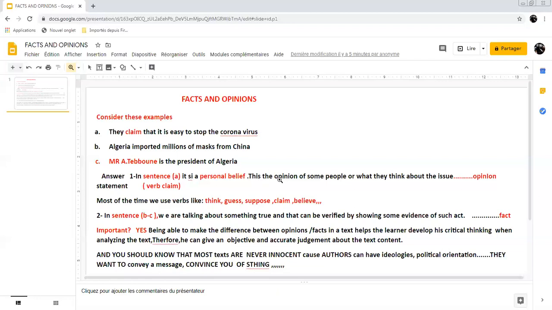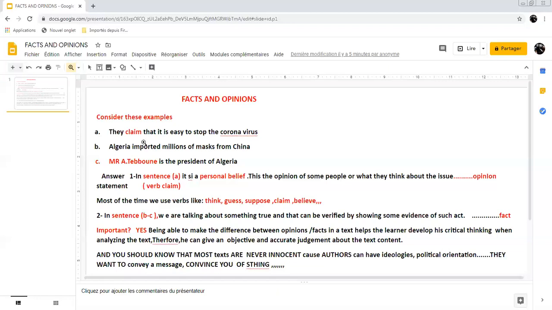So in sentence A, since it is a personal belief, we call it an opinion statement. And we use the verb claim here. Most of the time, the verbs I use are verbs like think, guess, suppose, claim, believe, and so on.